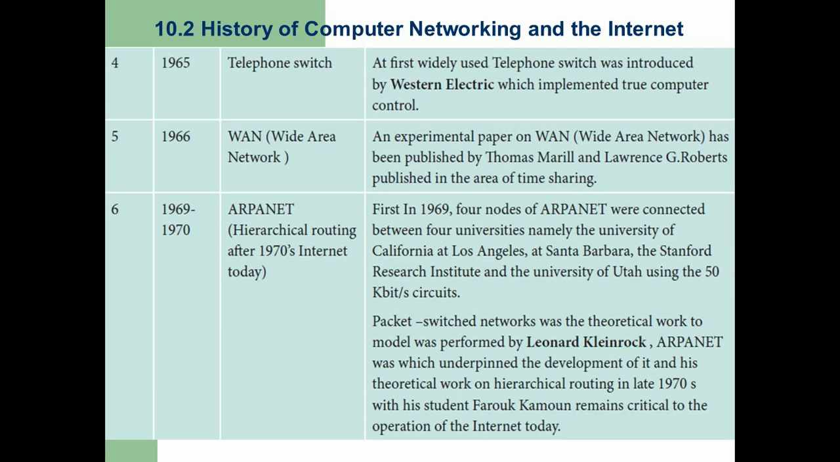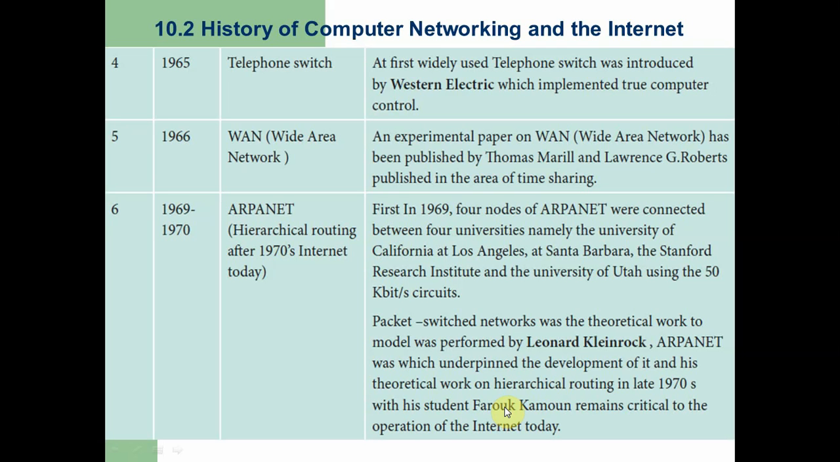An experimental paper on wide area networks was published by Thomas Marill and Lawrence G. Roberts, in the year of time sharing. So actually in 1966 it was theoretically confirmed that this network would work very well, but in 1966 the wide area network was not practiced in a practical way. We were not using wide area networks, but we knew what to do for them in theoretical form.